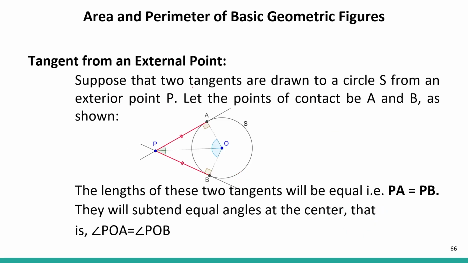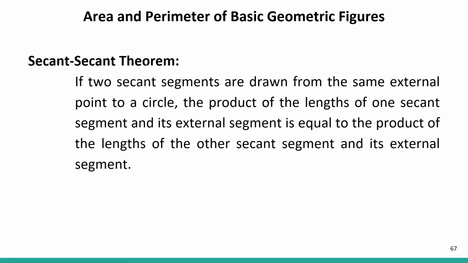Suppose that two tangents are drawn to the circle S from an exterior point P. Here you have the exterior point P, and you draw two tangents at points A and B of the circle. Let the points of contact be A and B as shown. The lengths of these two tangents will be equal, that is PA is equal to PB. They will subtend equal angles at the center, so this angle is equal to this angle. Let's see the second theorem.